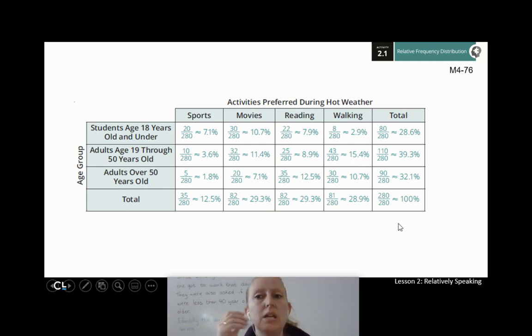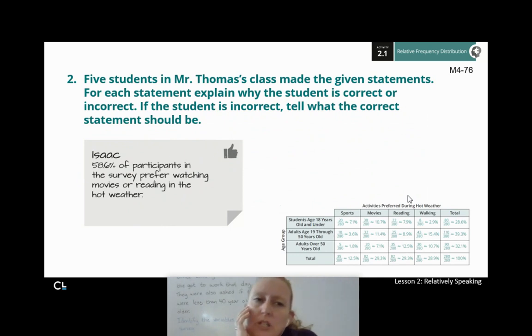But look how easy it makes it to compare. Now that we have all these percents, it's so easy to compare all the different things. By the way, did you notice I even did the percent down here? 280 people total divided by 280 people total gives me 100%. So now this is making it so much easier to compare my data, isn't it? Now that I know how they all relate to each other. So use this lovely table.